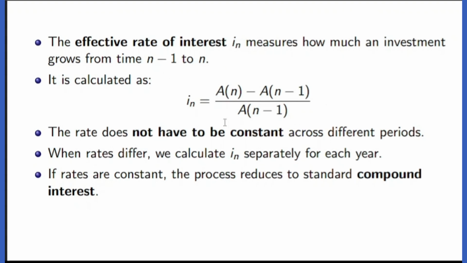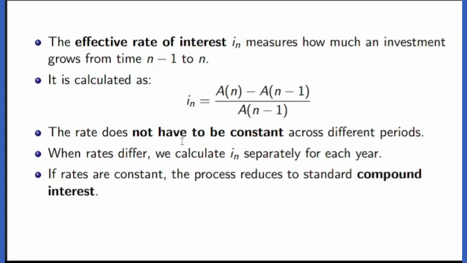Please, you have to know this formula. Anytime you are asked to find the effective rate of interest at a specific time, or at a certain point in time, you just have to know it. Okay, now the rate does not have to be constant throughout. It might be 10, 15, 3, 2, 1, any percentage. So when the rate differs, we calculate this separately for each year, right? When the rate for time 1 is different from time 2, you have to calculate for each rate separately.